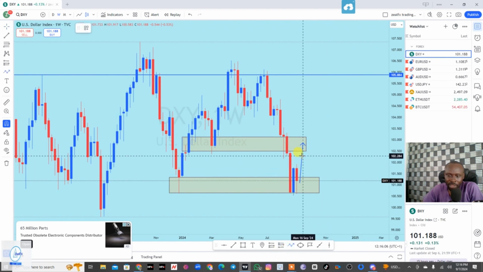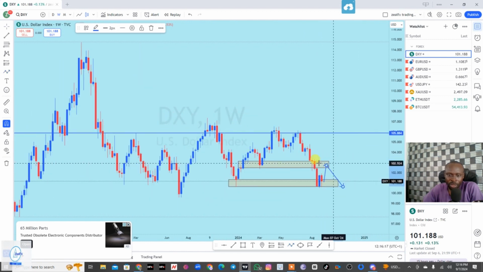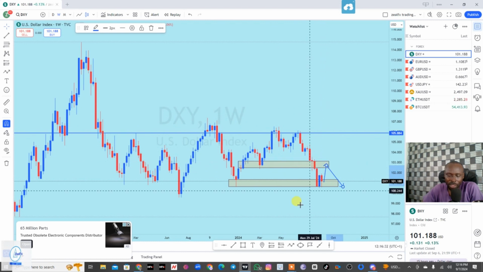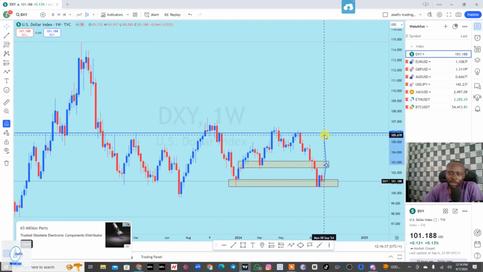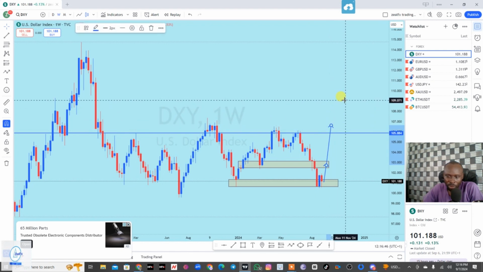Then if price breaks this level in the coming weeks, it shows that we expect more uptrend. But if price fails to break it, it shows that we expect price to resume this downtrend. You can also see from the dollar index that we have been in a sideways trend for weeks now, for months now. So if price breaks this level, it shows that we will be seeing a strong bullish uptrend movement. If price breaks this high, we'll be expecting a strong uptrend movement back to this region. And if price breaks this region, it shows that we expect more uptrend movement towards the top for the dollar index.